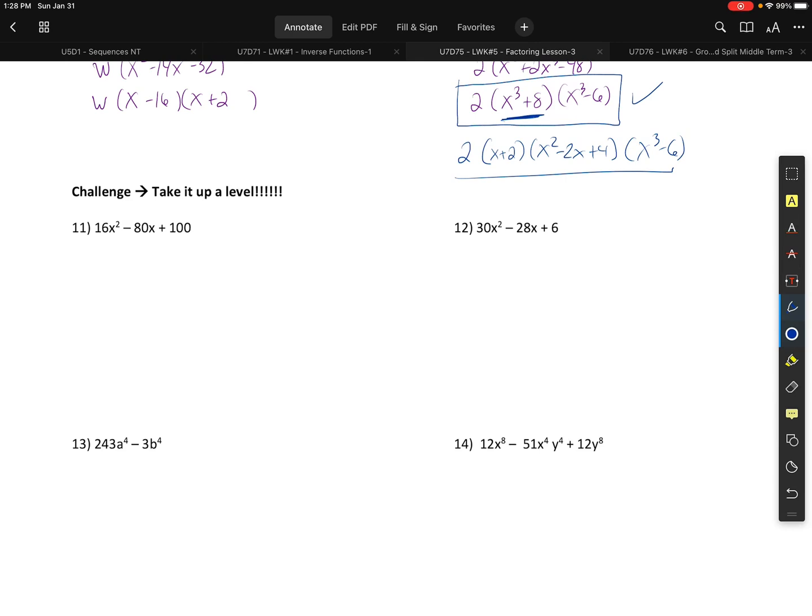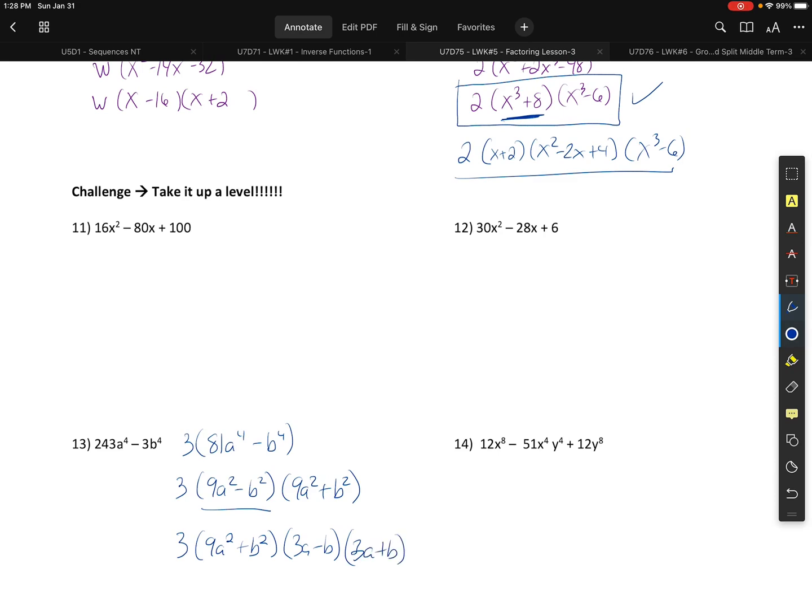All right, so I assess 13, GCF. GCF here is 3, 81a to the 4th minus b to the 4th. All right, so I check my binomial. Subtraction, perfect squares, even exponents. 3, 9a squared minus b squared, 9a squared plus b squared. Am I done? No. Take this further. 3a minus b, 3a plus b.